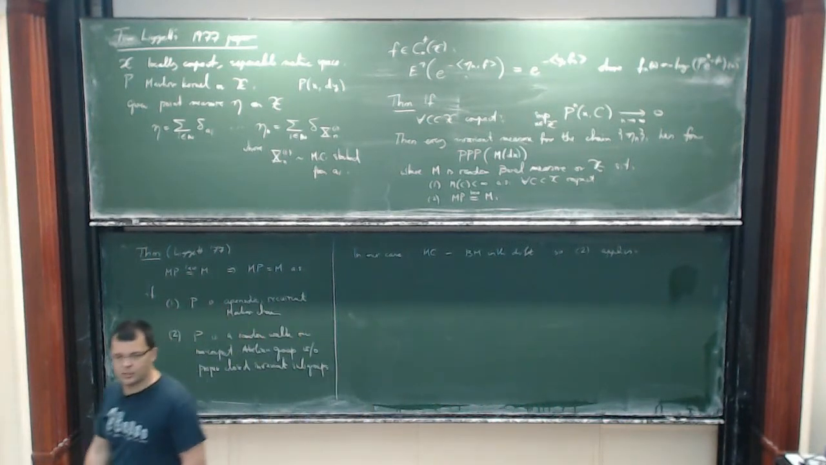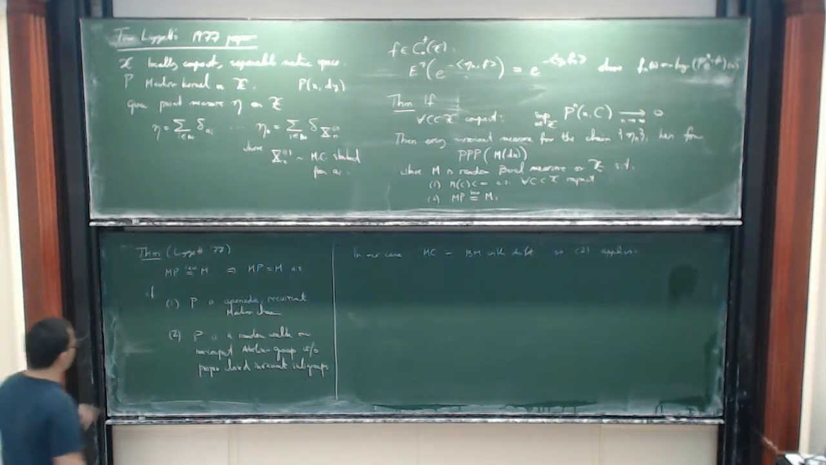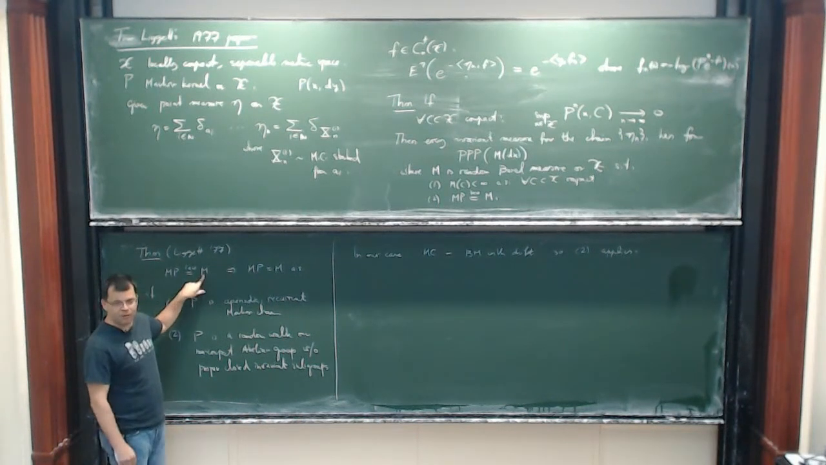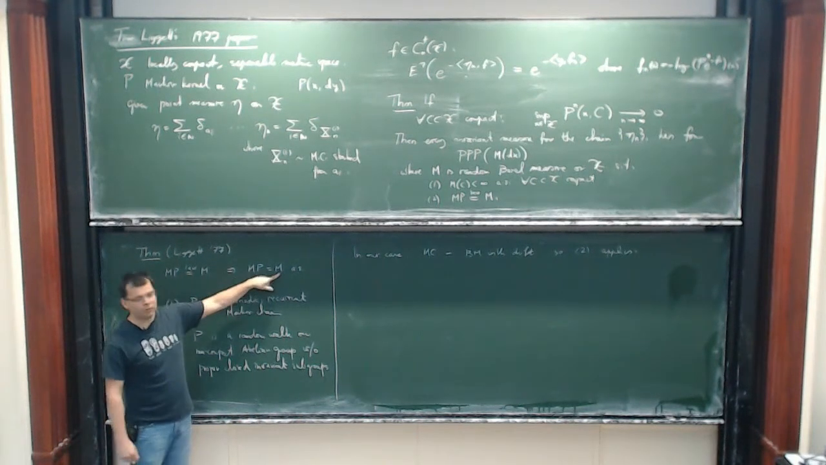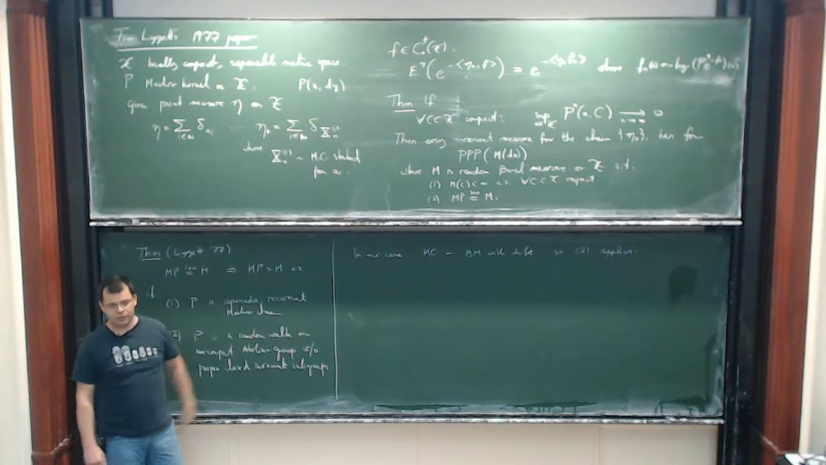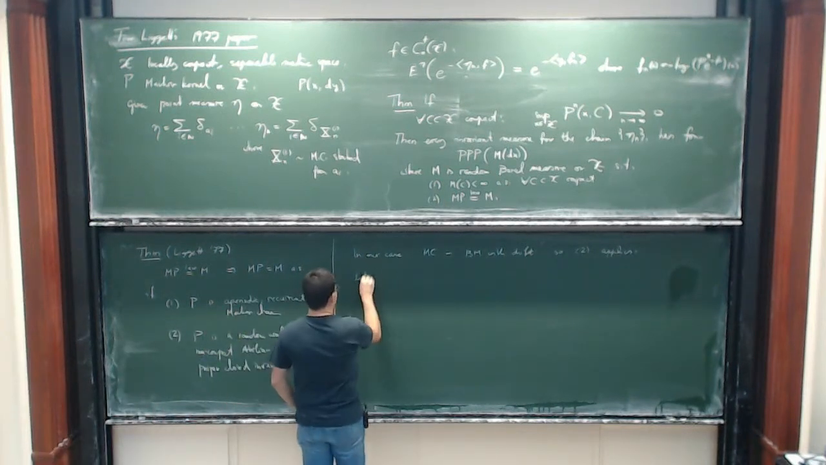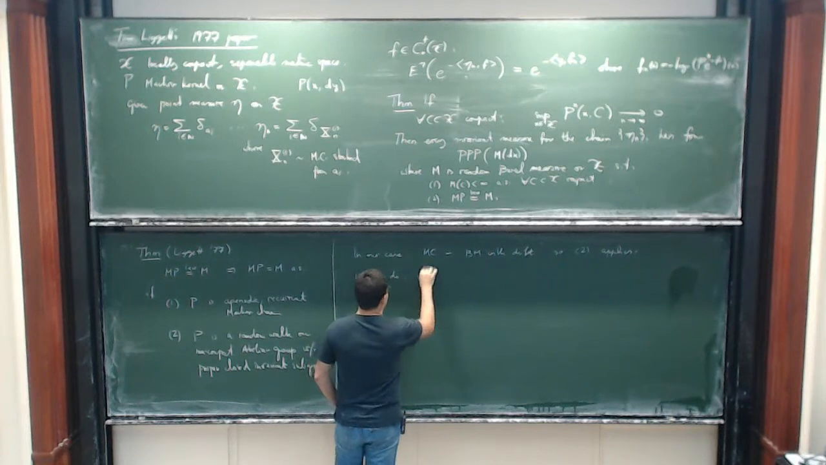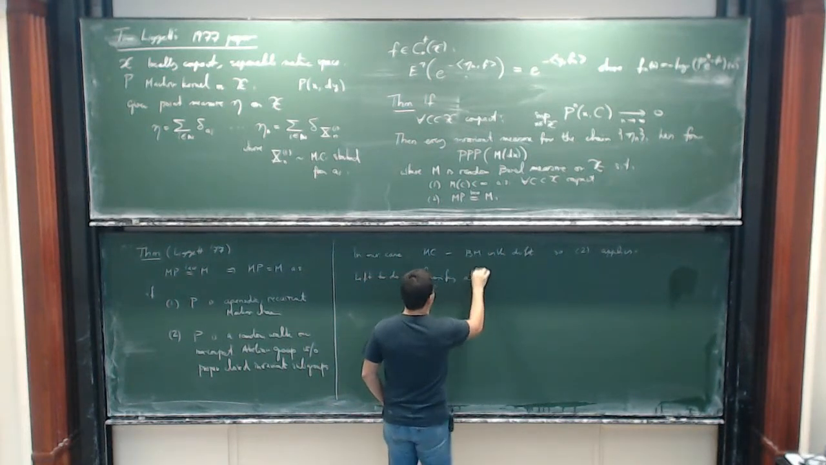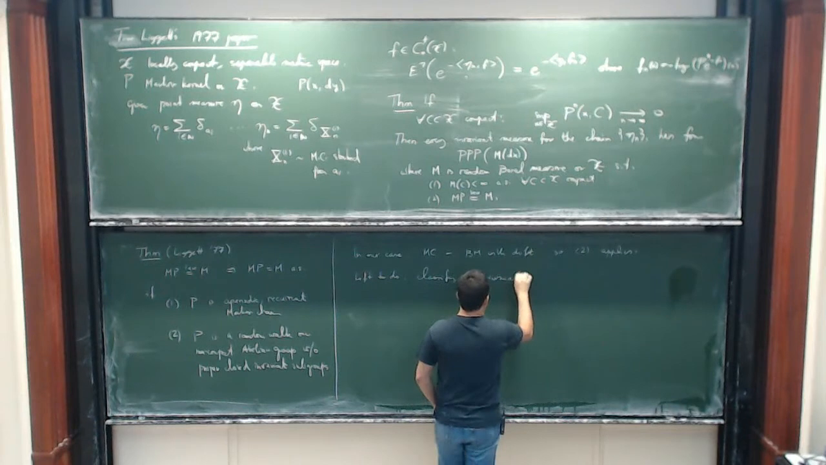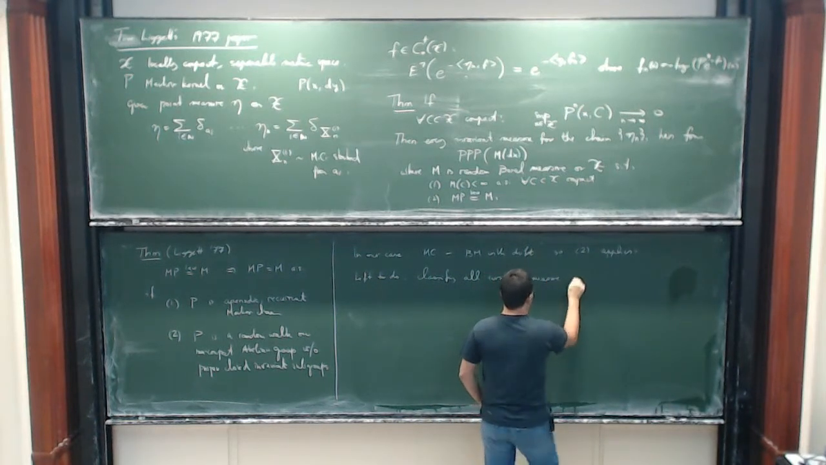So why is this good? Well, it says that if you know MP is in law equal to M, then MP is equal to M almost surely, which means that, on a set of measure 1, M is in fact an invariant measure for the Markov chain. So all that you need to do is to classify all invariant measures for your Markov chain. That is what is left to do: classify all invariant measures for the Markov chain.